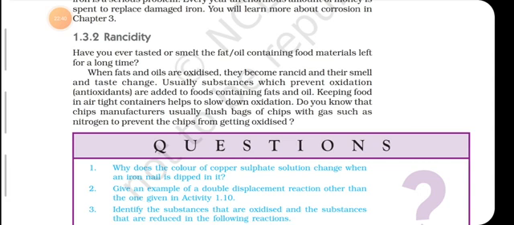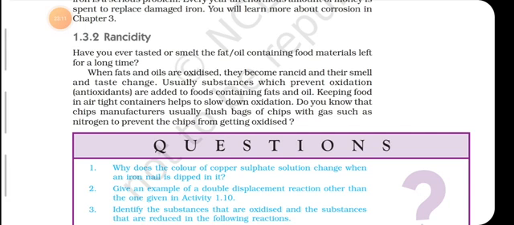Let us check that. Have you ever tasted or smelled food materials containing fat or oil that were left for a longer period of time? When fats and oils are oxidized, they become rancid and their smell and taste changes. Usually, substances which prevent oxidation are added to food containing fats and oils.